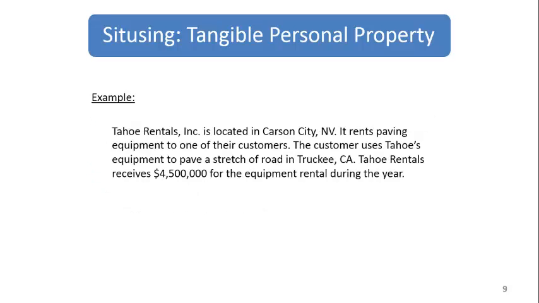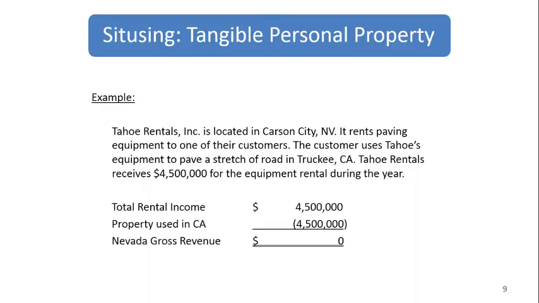Let's take a look at an example of renting tangible personal property. Here we have Tahoe Rentals, located in Carson City, and Tahoe rents paving equipment. Tahoe's customer spends the entire tax year paving a stretch of road in Truckee, California. Tahoe's going to receive $4.5 million in revenue from renting tangible personal property. So the revenue will be sitused based on where the property is being used, which in this case is outside of Nevada. So Tahoe has zero Nevada gross revenue from this transaction.